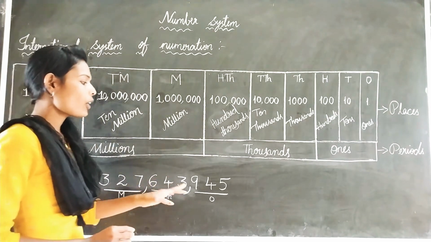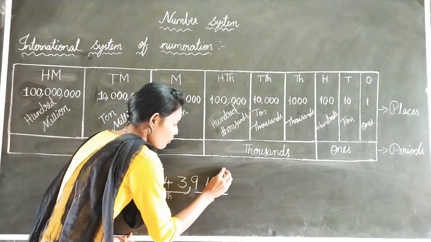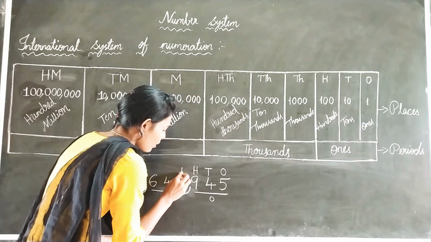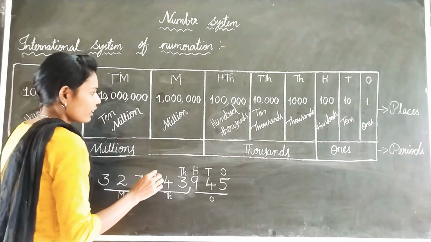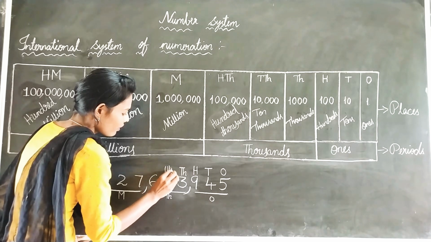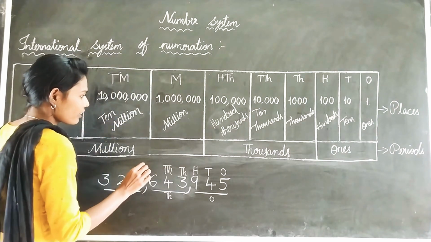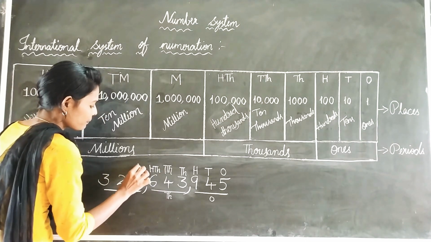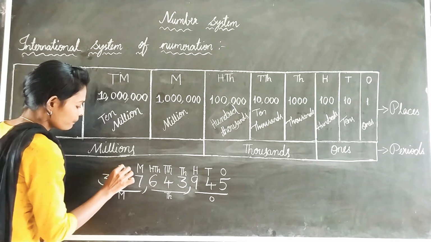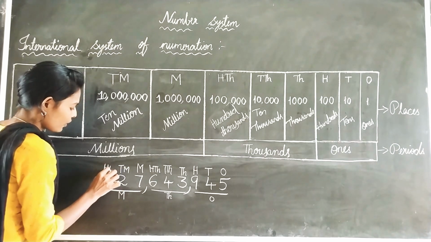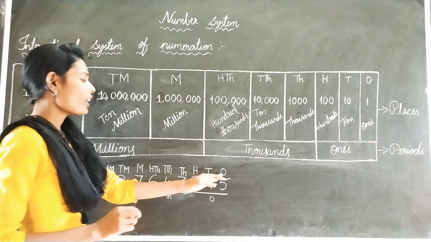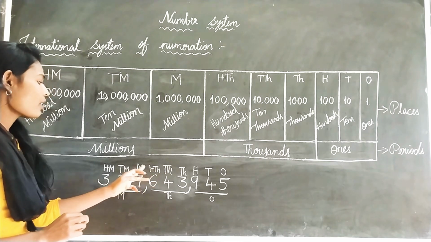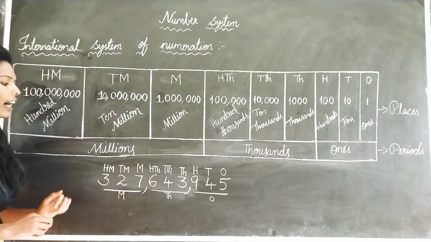Children, now write the places. Ones, tens, hundreds, thousands, and ten thousands, hundred thousands, HTH. Million, 10 million, 100 million. Ones, tens, hundreds, thousands, ten thousands, hundred thousands, million, 10 million, and 100 million.